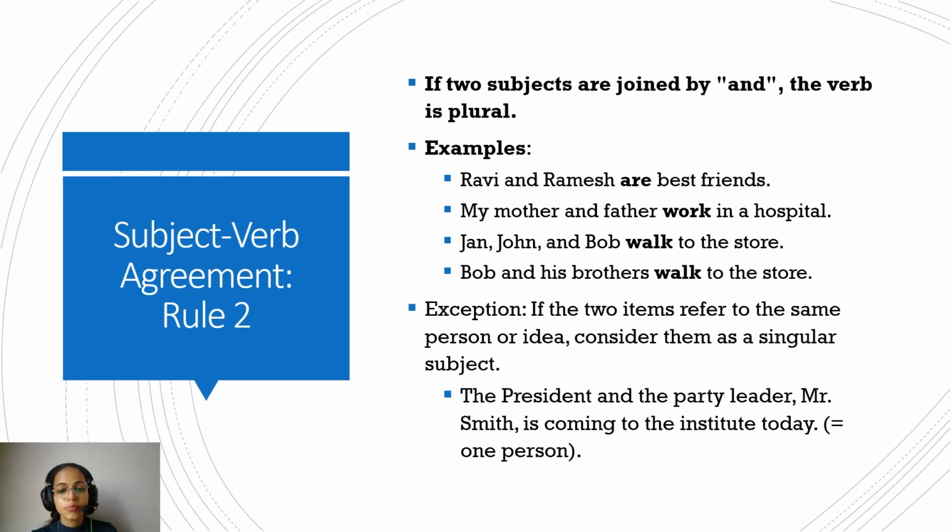For example, the president and the party leader, Mr. Smith, is coming to the institute today. Now, president and party leader, that means the same person. This same person is being talked about. He is president as well as the party leader. So that is why here the verb is singular, despite we have used and. But since the person is just one, the verb will also be one. Okay, I hope the difference is clear.